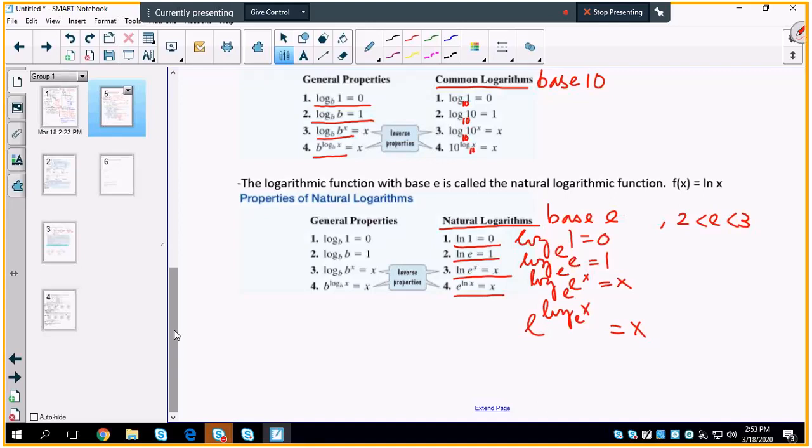I just used different notation for the common log and natural log, and we're going to keep using this notation for common and natural log. So let's do a couple more problems.